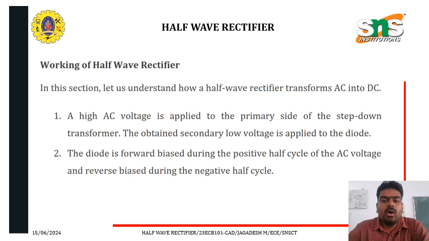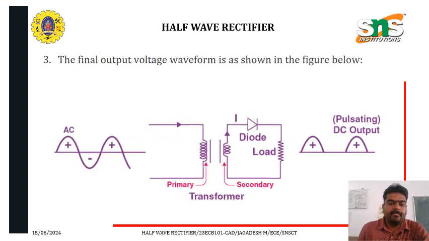In this section, let us understand how a half-wave rectifier transforms AC into DC. A high AC voltage is applied to the primary side of the step-down transformer. The obtained low secondary voltage is applied to the diode. The diode is forward biased during the positive half cycle of the AC voltage and reverse biased during the negative half cycle. The final output voltage waveform is shown in the figure below. So this is the positive AC signal, and negative and positive. Only the positive will be allowed. So we have a DC output. This output is called the pulsating DC output as it contains pulses.